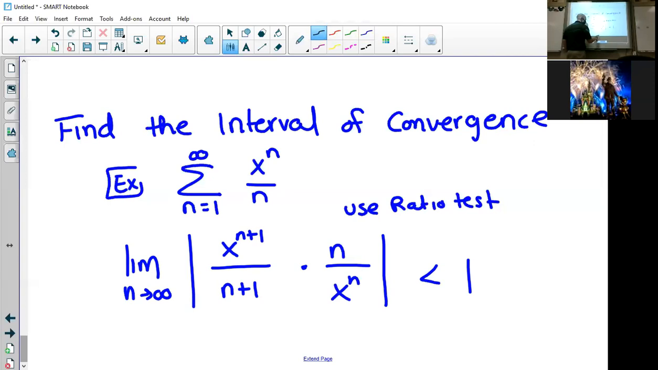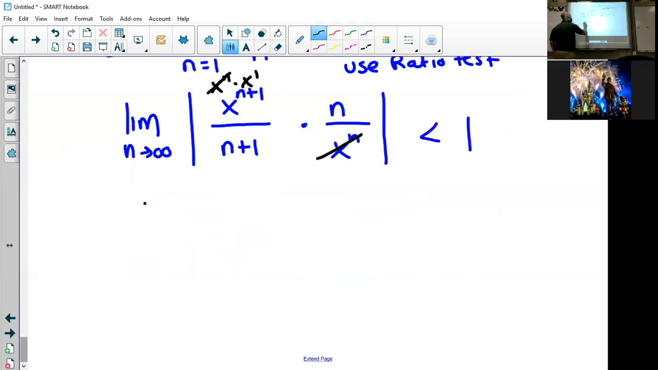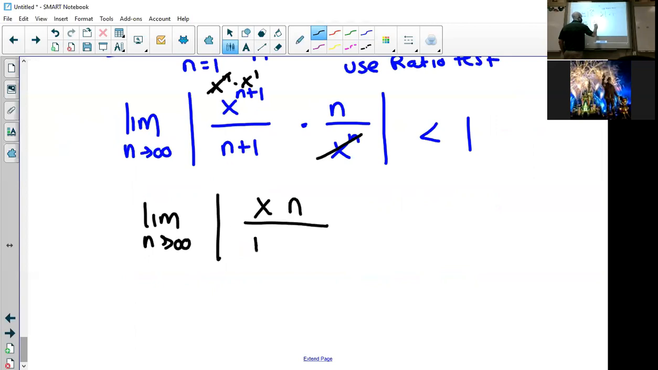Now what we're going to do is simplify. We know x to the n plus 1 can become x to the n times x to the first, and that's going to cancel out our x to the n's, leaving us with the limit as n goes to infinity of x times n over n plus 1.